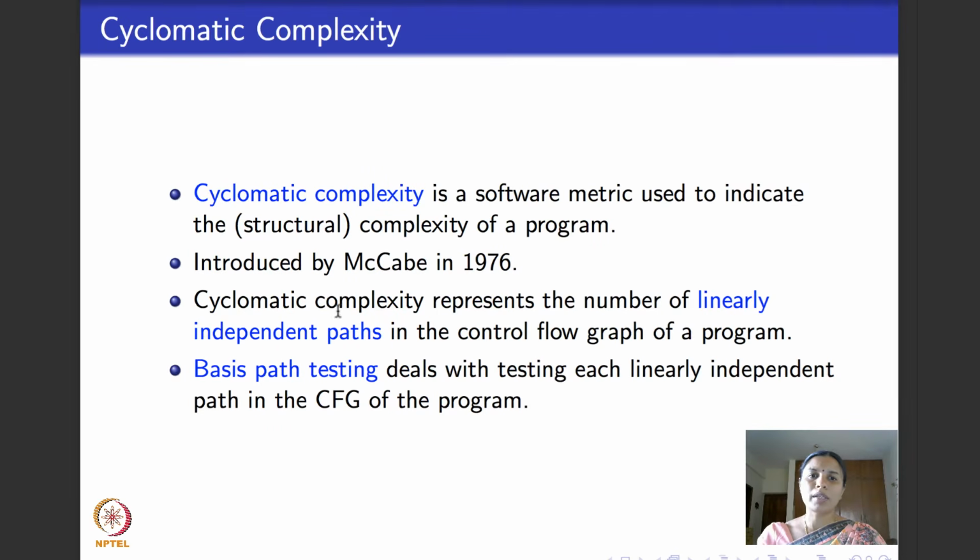So, what does cyclomatic complexity represent? It represents the number of linearly independent paths in the control flow graph of a program. Testing that deals with cyclomatic complexity is called basis path testing.